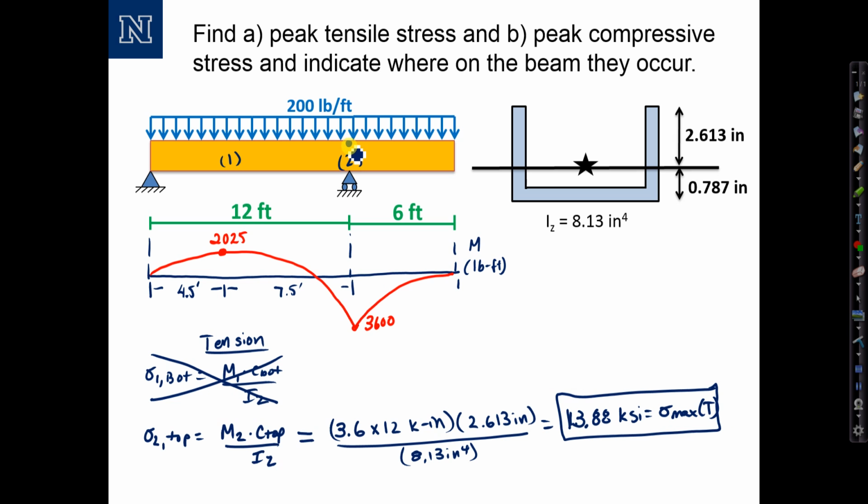So to summarize, maximum tensile stress at location 2, maximum compressive stress at location 1, both occurring at the top of the section, and mainly due to the large asymmetry of the channel section. This concludes this example.